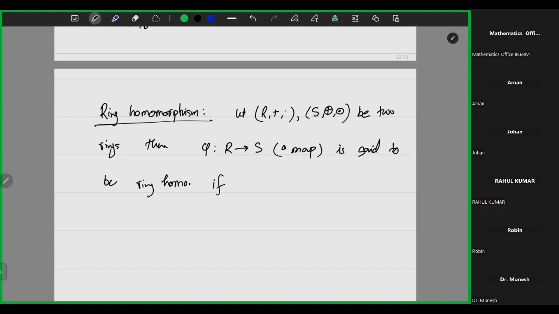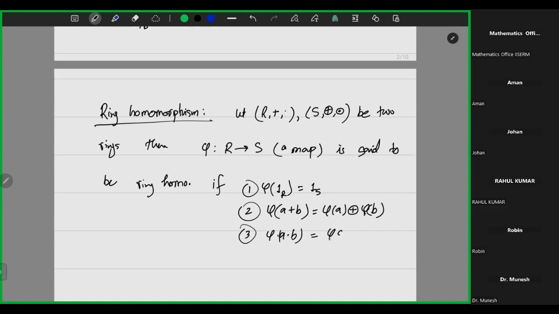if, first of all, it is sending 1 of R to 1 of S, and second, phi of A plus B is equal to phi of A plus phi of B. Third, phi of A into B goes to phi of A into phi of B for every A, B belonging to R. Okay, this is the definition of ring homomorphism.